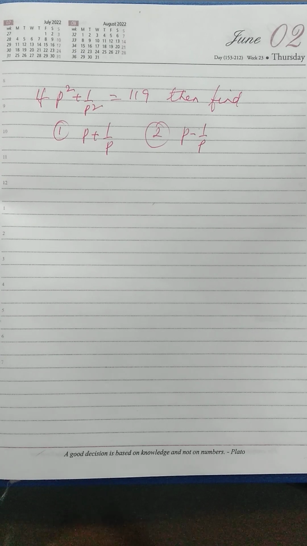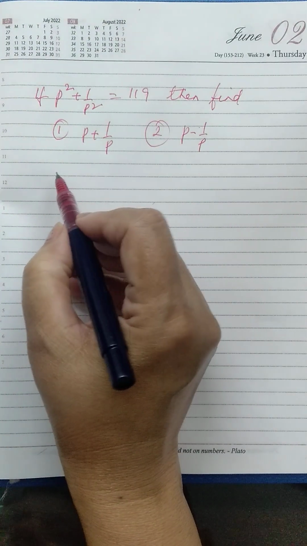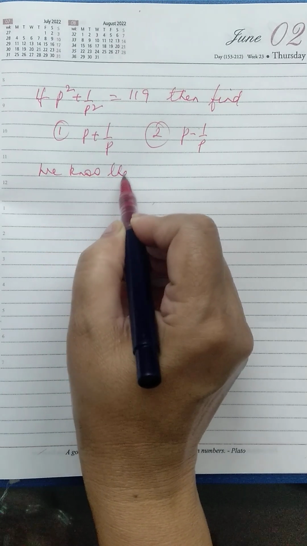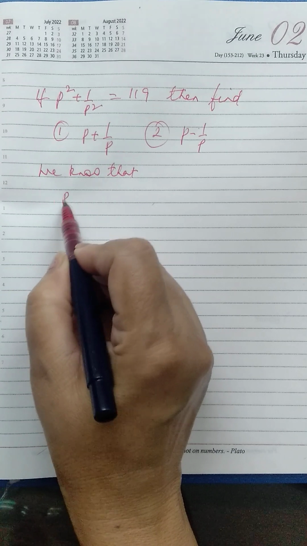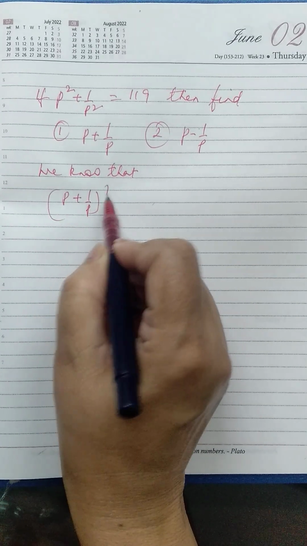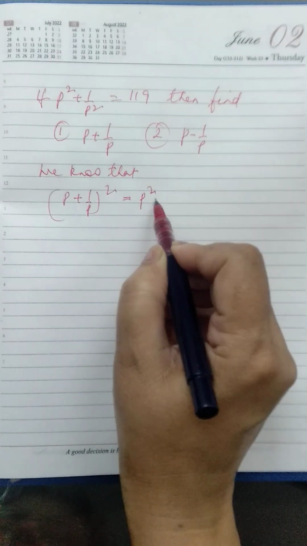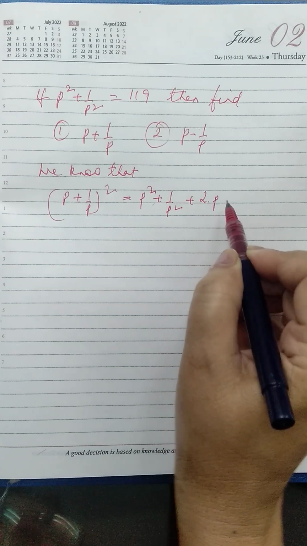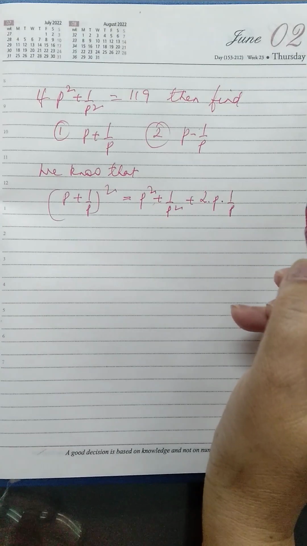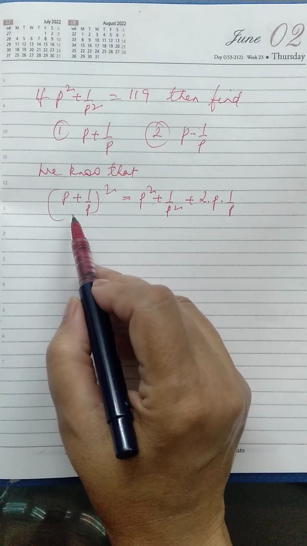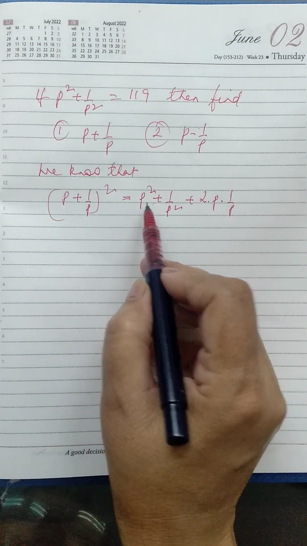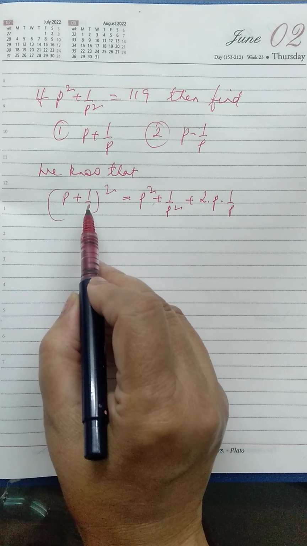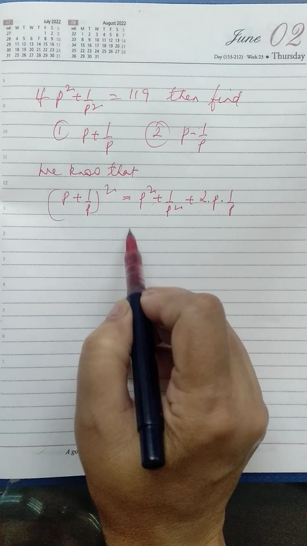So, to start with, we know that p plus 1 upon p whole square is equal to p square plus 1 upon p square plus 2 dot p dot 1 upon p. This is because of the identity a plus b whole square is equal to a square plus b square plus 2ab. In this case, my a is p and my b is 1 by p, right?